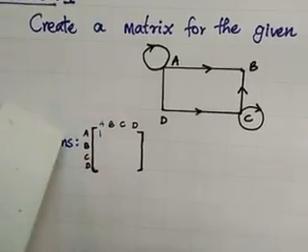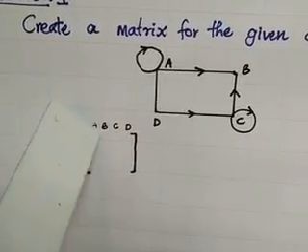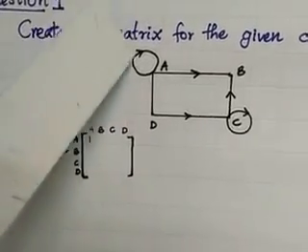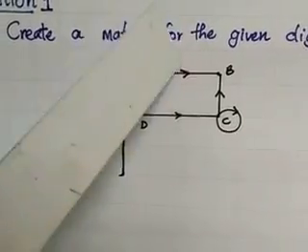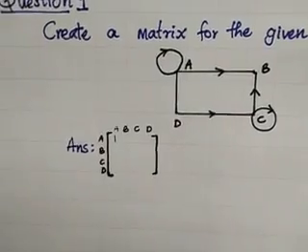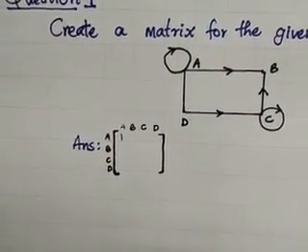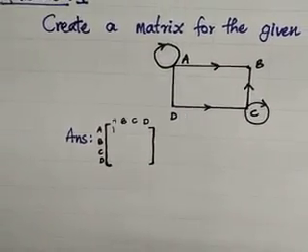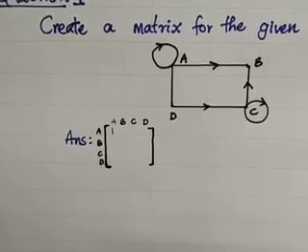Next one, A to B, second letter. A to B, yes, there is one arrow mark. A to B there is a 1 connection. So we will write 1. A to B is 1.